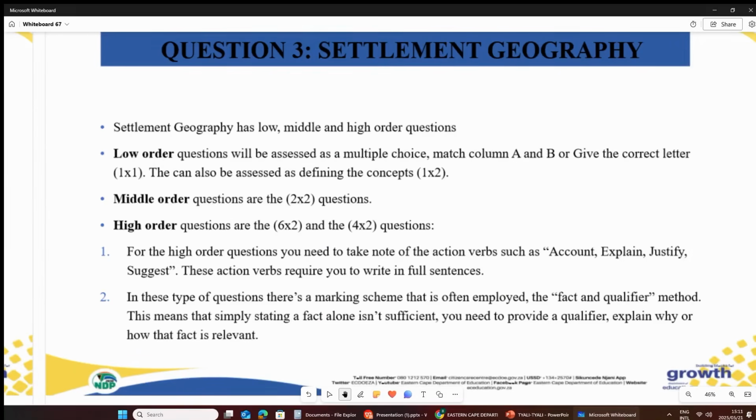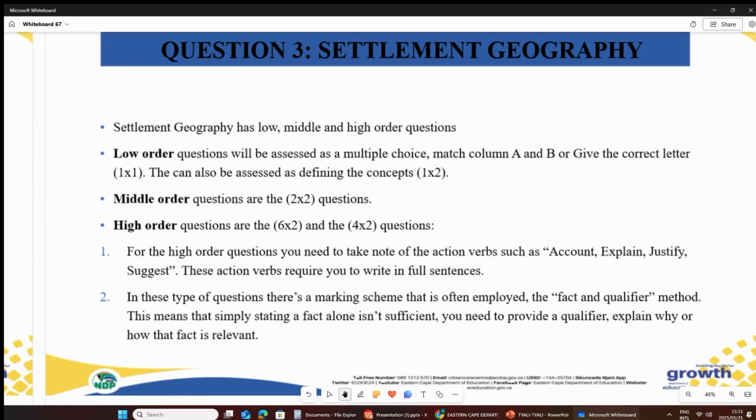And then we move from question 4, we go to question 3, settlement geography. Settlement geography has low order, middle order, as well as high order questions. The low order questions will be assessed, for example, using multiple choice questions.